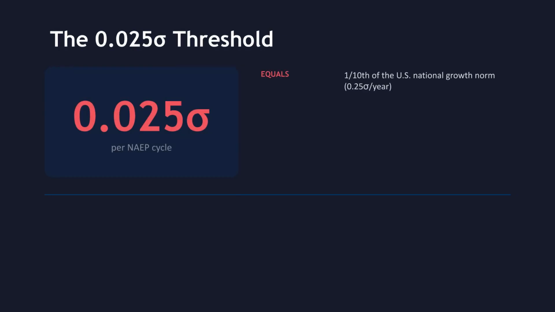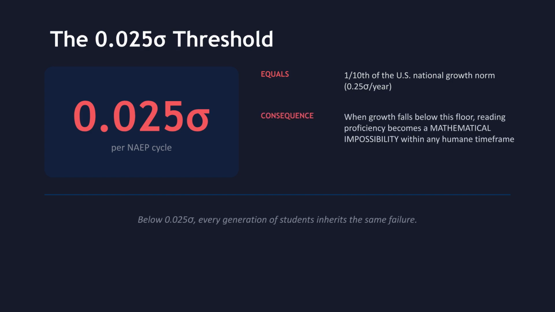It equals 1/10 of the U.S. national growth norm per NAEP cycle. Growth below this floor makes reading proficiency a mathematical impossibility. This threshold divides the difficult from the impossible.